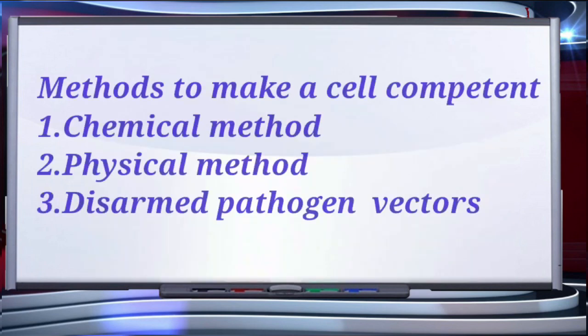Now let's talk about methods to make a cell competent. These are the chemical method, physical methods, and disarmed pathogen vectors.